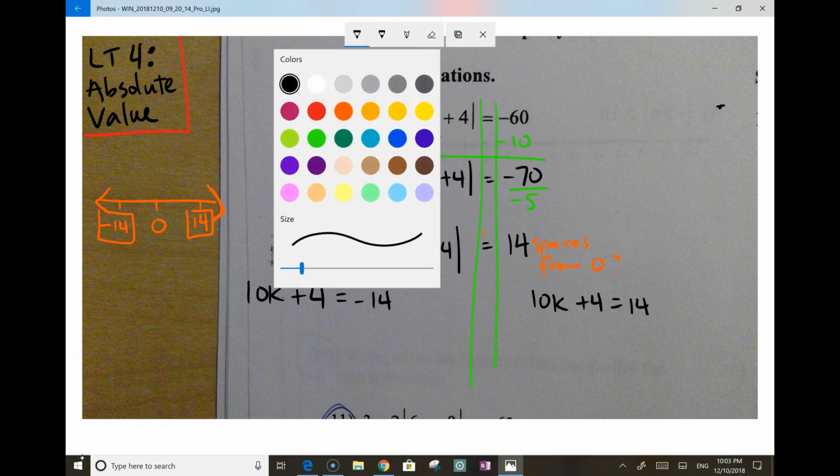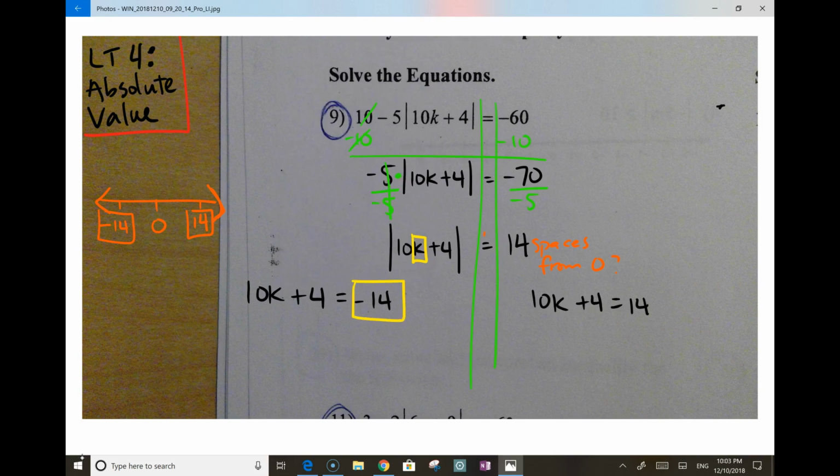Again, this idea is coming from the notion that negative 14 and positive 14 are each 14 spaces away from 0, right? So what we're trying to do is figure out what value of k will create those two numbers, which are each 14 spaces away from 0. So now we have two independent equations that we have to solve, and once we do, we're done with this thing. So I'm going to go ahead and do that.